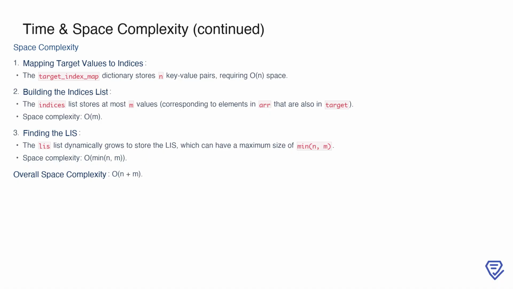Now, let's discuss space complexity. The first step involves creating the target_index_map dictionary, which stores n key-value pairs, requiring O(n) space. The second step involves building the indices list, which holds at most m values, corresponding to the elements in ARR that are also in target. This step contributes O(m) space. Lastly, the LIS computation dynamically maintains a list to store the sequence, which can grow up to a size of min(n, m). This adds O(min(n, m)) to the space complexity. When we combine these components, the overall space complexity becomes O(n + m), which is linear and manageable given the constraints.